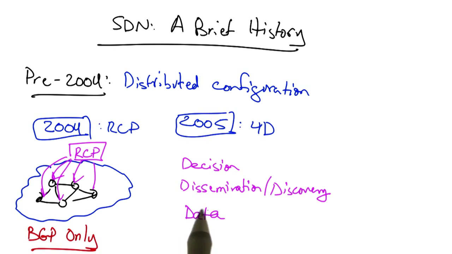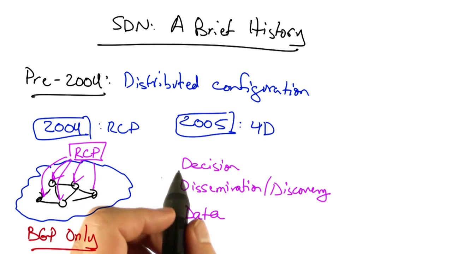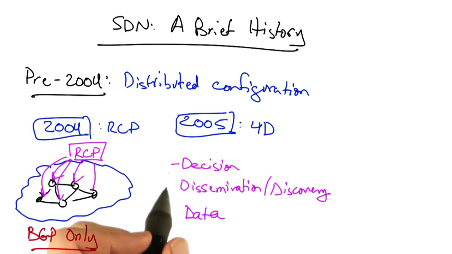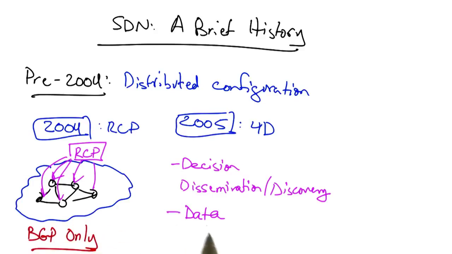In 2005, researchers generalized the notion of the RCP for different planes. The decision plane, which computed the forwarding state for devices in the network, the data plane, which forwarded traffic based on decisions made by the decision plane, and the dissemination and discovery planes, which provide the decision plane the information that it needs to compute the forwarding state, which ultimately gets pushed to the data plane.